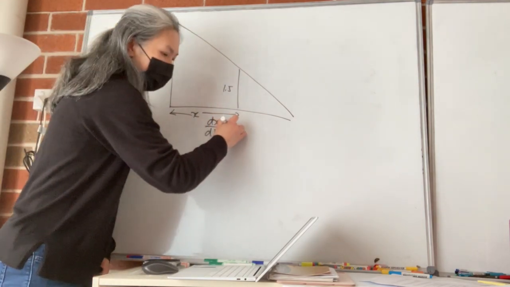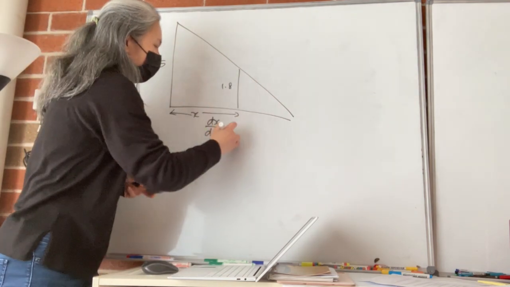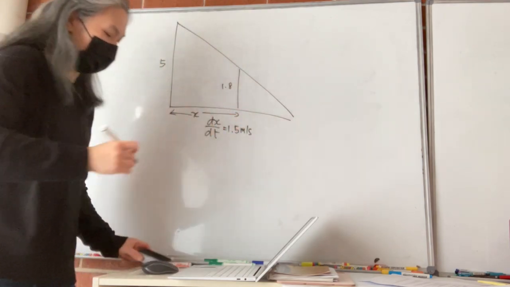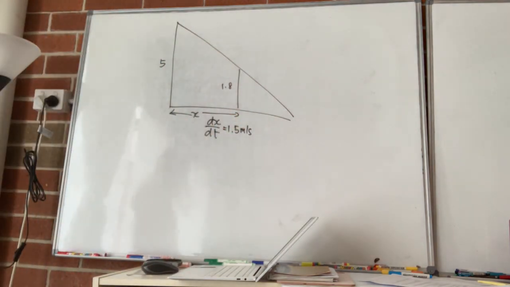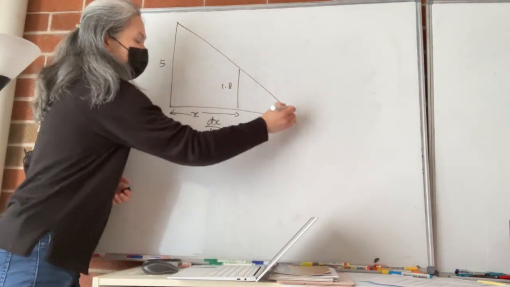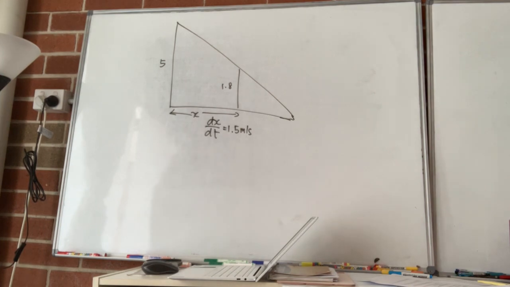How fast is the man walking? 1.5. And the man is 1.8 tall. Not that short, he's tall. Okay, this question you can probably find in every single textbook, so make sure you understand it.